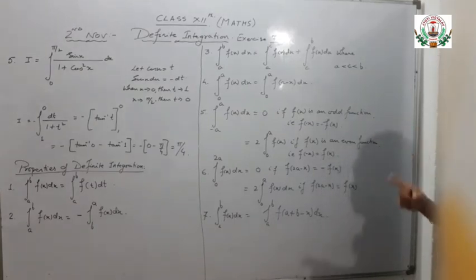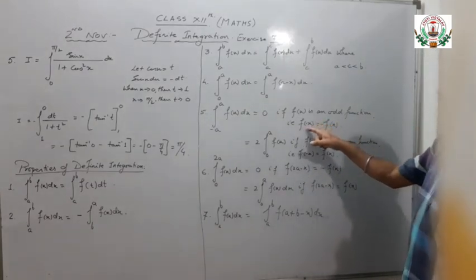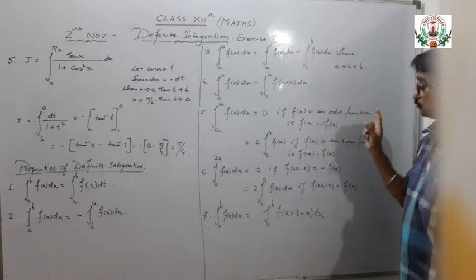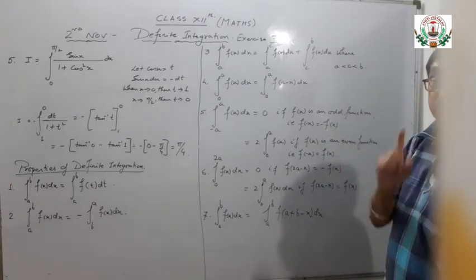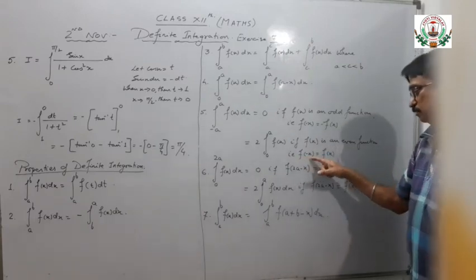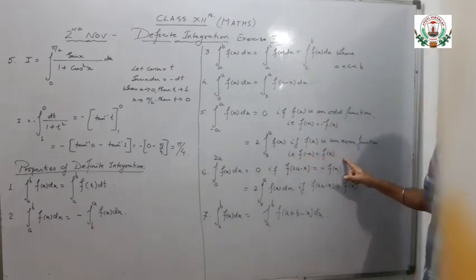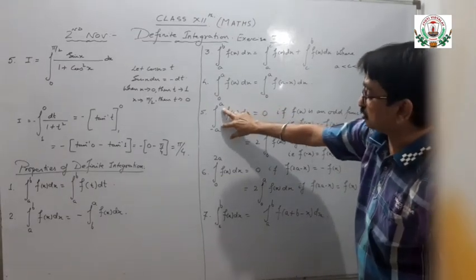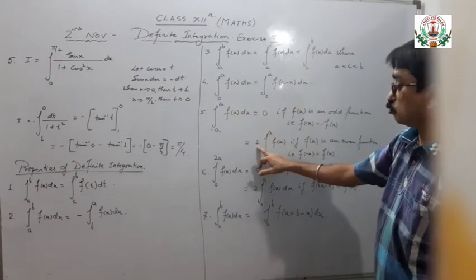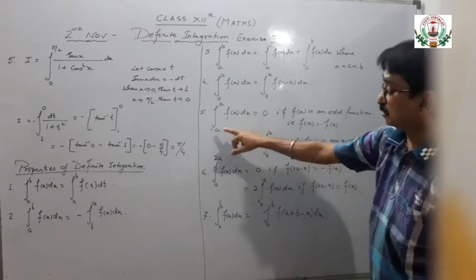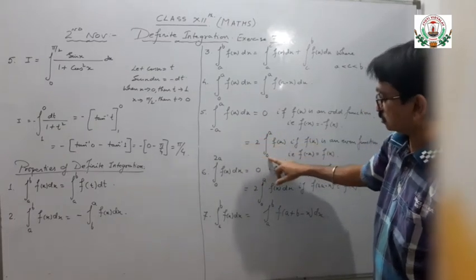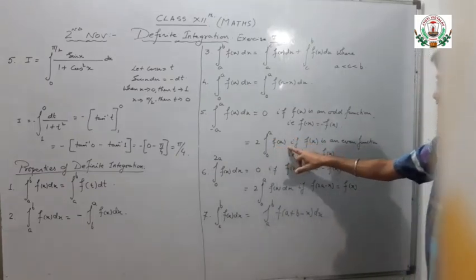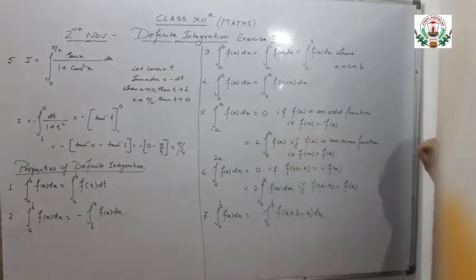An odd function is a function in which f of minus x is equal to minus f of x. And if the function is an even function, that is f of minus x is equal to the same function f of x, then this integration will be converted to 2 times the integration. The lower limit will become 0 and the upper limit will become a, of f of x dx, and then we have to simplify it.